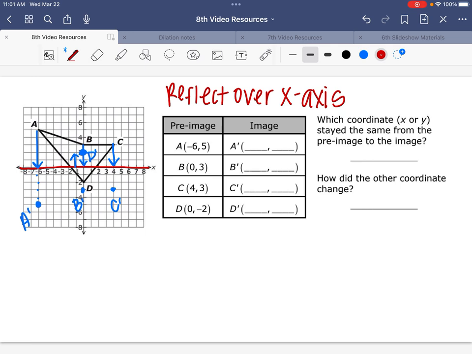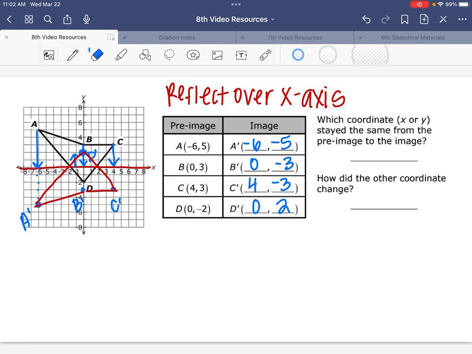And so then we're going to be able to graph our new shape. And our coordinates of A prime are -6, -5. Point B prime is going to be 0, -3. Point C prime is 4, -3. And point D prime is 0, +2.